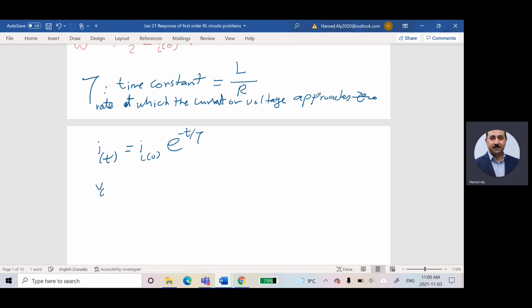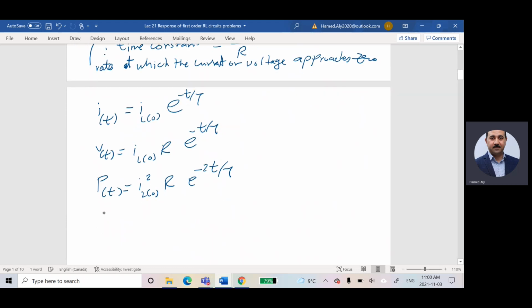And v(t) should be equal to I_L(0) multiplied by R times e to the power negative t over tau. And in the same way, I can write p(t), which is equal to I_L(0) squared multiplied by R times e to the power negative 2t over tau. And I can write as well the energy w(t), which is equal to half L I_L(0) squared multiplied by 1 minus e to the power negative 2t over tau.